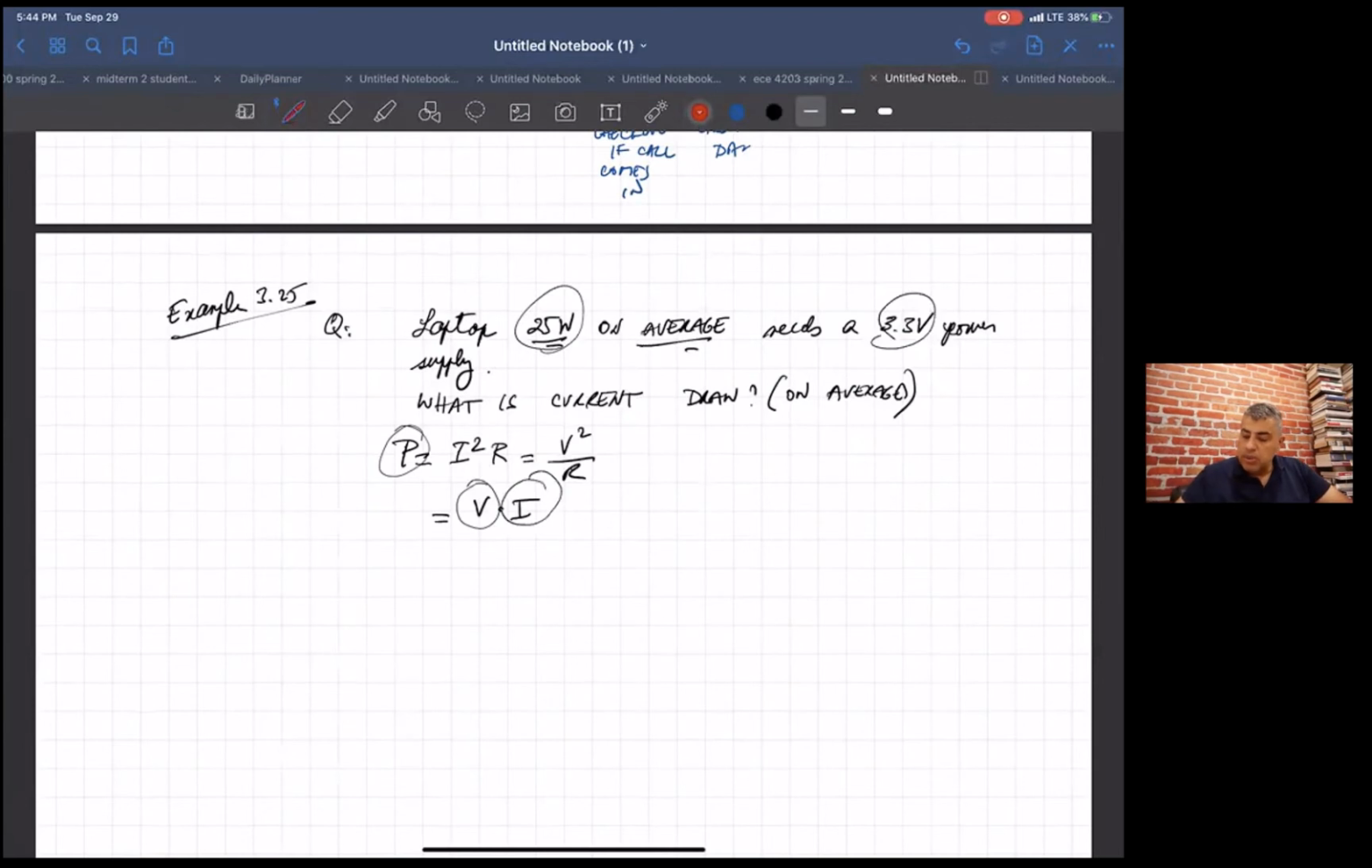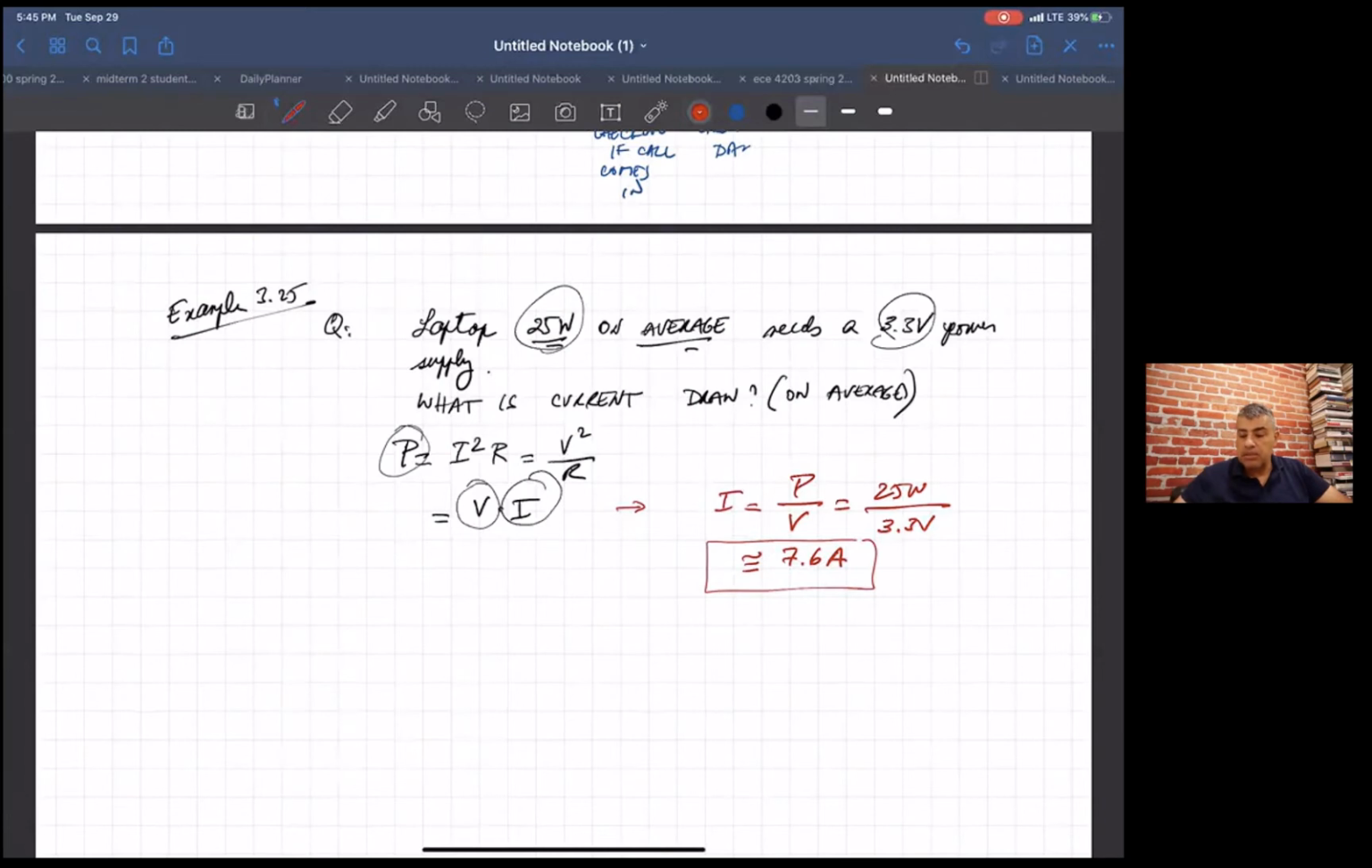So basically the current is power divided by voltage, or 25 watts over 3.3 volts. Okay, and this ends up being around 7.6 amps. Okay, which is a lot of current. But that's the current that your laptop will be drawing on average from that capacitor.